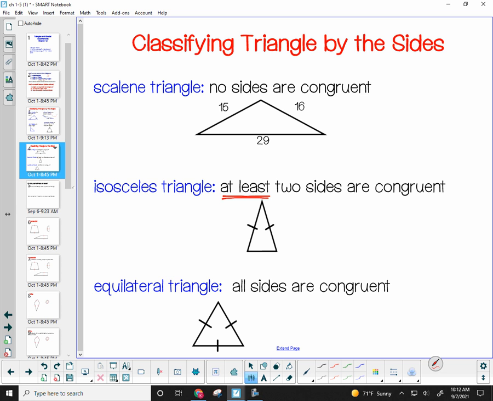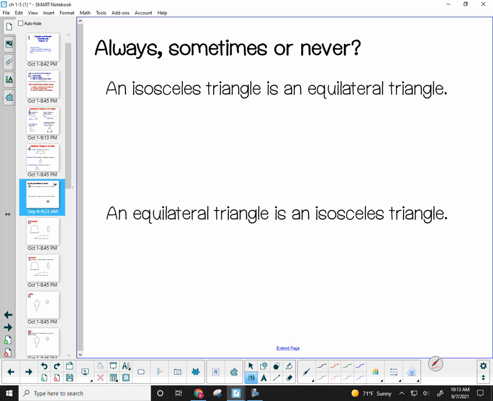So this leads to a good always, sometimes, never question. Okay, so not just true or false, but is it always true, sometimes true, or never true? So let's look at the first one. An isosceles triangle is an equilateral triangle. The second statement says an equilateral triangle is an isosceles triangle. I'm going to give you about 1 minute here to talk about it with your table, both of those.